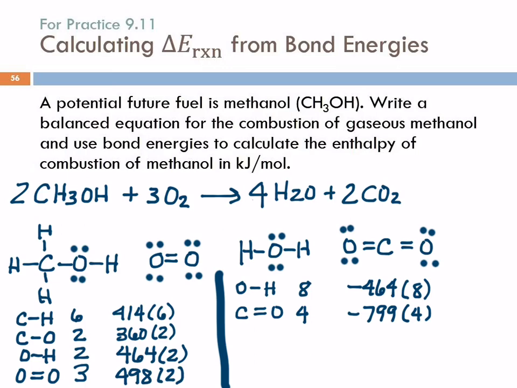So then you pull out your calculator. So I'm going to add these up. Minus 464 times 8 plus negative 799 times 4. So over here, this is minus 6908. And the units on this are kilojoules per mole.